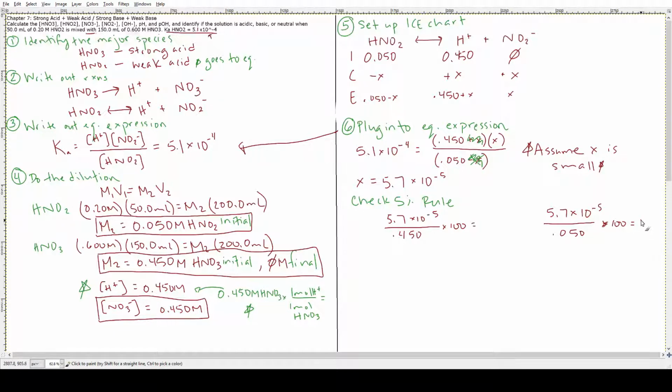times 10 to the negative third. Well, I know that's less than or equal to 5%, so that one's good. And now my other one is 5.7 times 10 to the negative 5 divided by 0.45. That'll give me, times 100, this is 0.013, which is definitely less than 5%, so that one's good. I think I forgot to multiply the other one by 100, so let's fix that. So this ends up being times 10 to the negative 1. Oh boy.